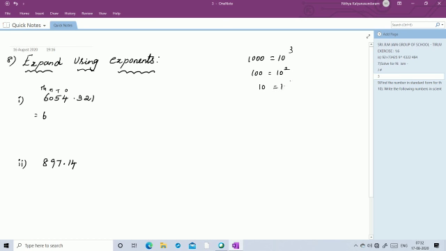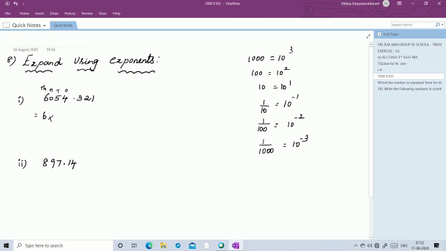Tens we can write 10 power 1. Then the first decimal place is the tenth place. So 1 by 10 we can write 10 power minus 1. 1 by 100 we can write 10 power minus 2. Then 1 by 1000 we can write 10 power minus 3. So like this you can increase the zeros, then you can write.